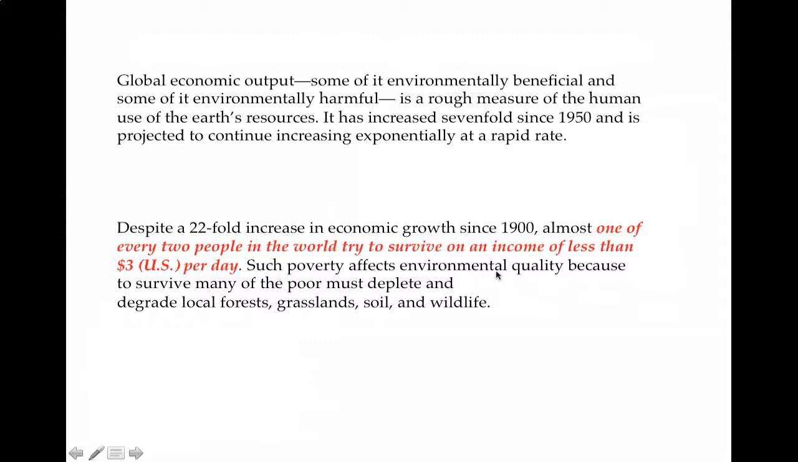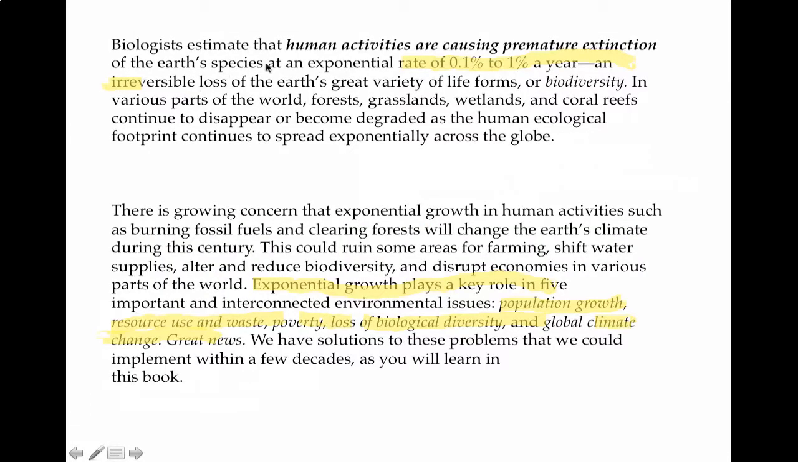Such poverty affects environmental quality because, to survive, many of the poor must deplete and degrade local forests, grasslands, soil, and wildlife. Biologists estimate that human activities are causing premature extinction of the Earth's species at an exponential rate of 0.1% to 1% a year, and irreversible loss of the Earth's great variety of life forms, or biodiversity. In various parts of the world, forests, grasslands, wetlands, and coral reefs continue to disappear or become degraded as the human ecological footprint continues to spread exponentially across the globe.